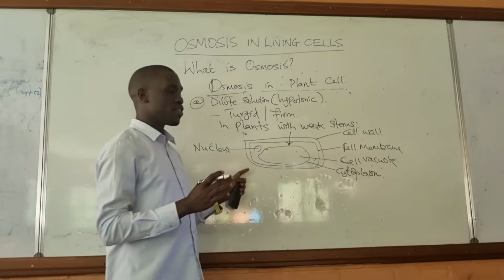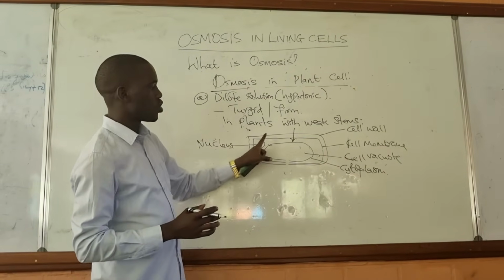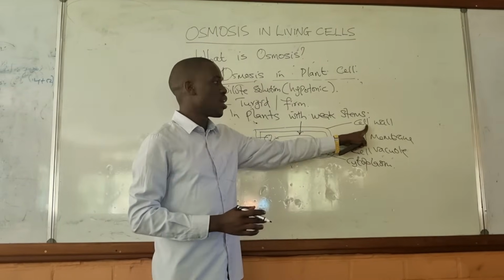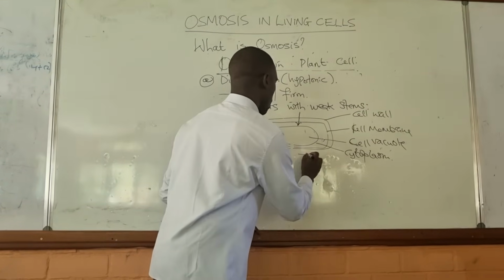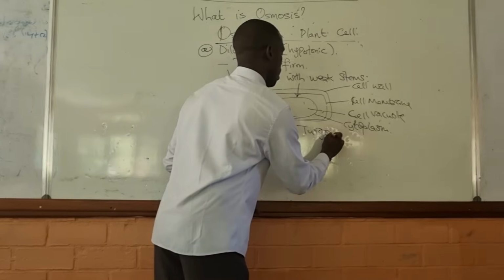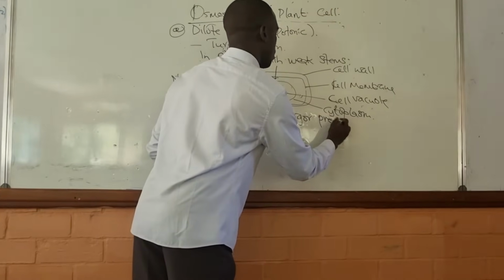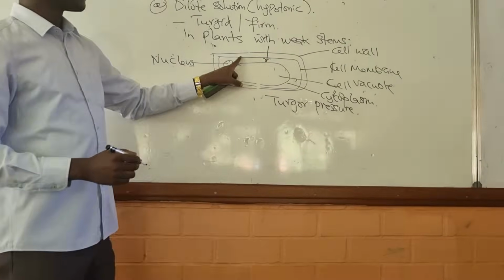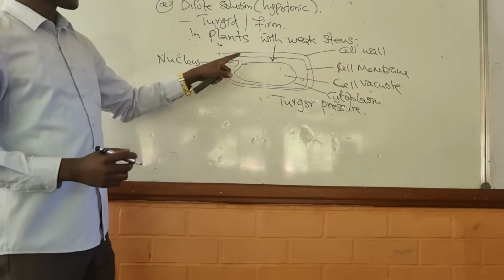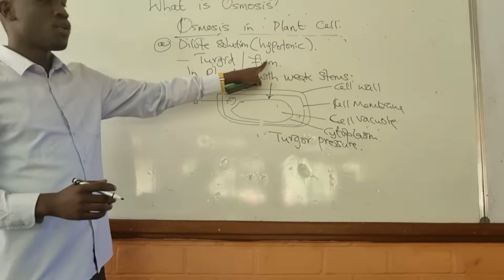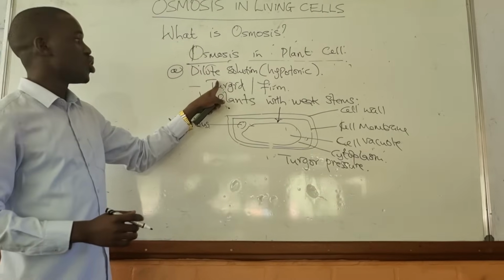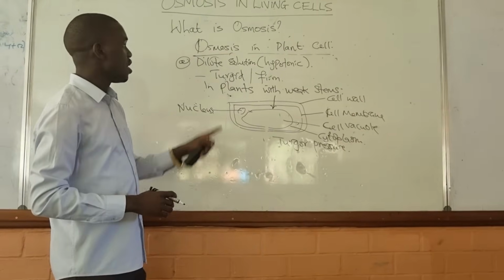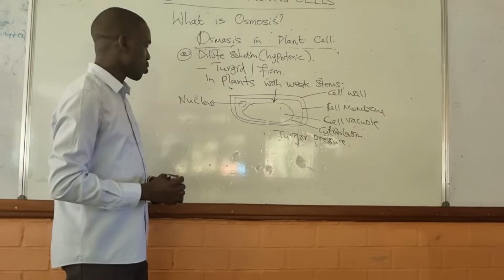So the cytoplasm is going to push, and then the cell membrane will press against the cell wall, and we shall develop what we call turgor pressure. So because of the turgor pressure, cell contents press against the cell wall, and the cell becomes firm, or the cell becomes turgid. This is when you have a plant cell placed in a dilute solution.